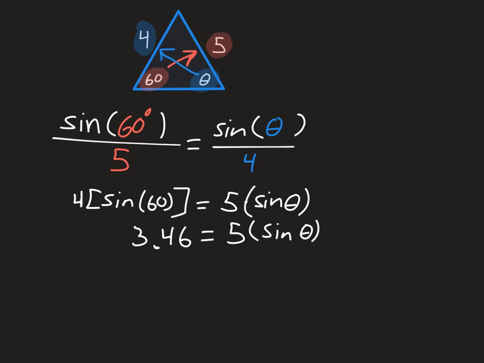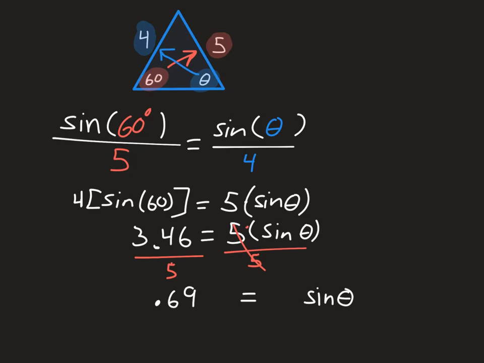Now I need to get theta alone. Theta is like my x. Theta is my unknown, so that's what I need to get by itself. So it's my goal to get rid of that 5. I need to undo the times 5, so the way we do that is to divide by 5. Whatever you do on one side, you've got to do to the other. So I'm going to use my calculator, divide by 5 over here, and on the left side, I've got 0.69. And that's going to be equal to the sine of theta.